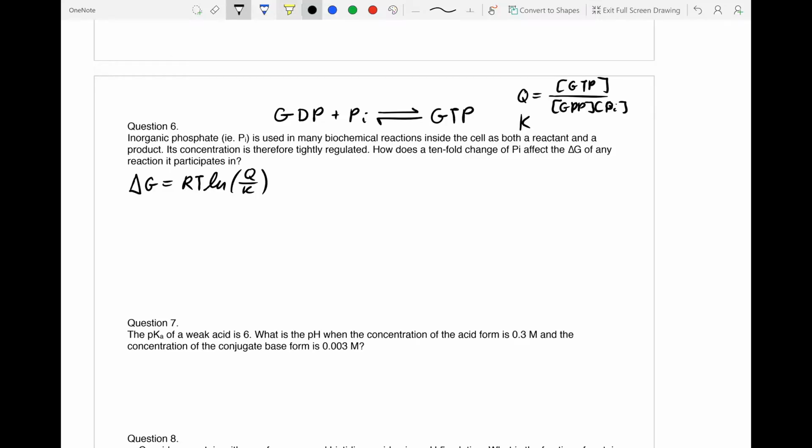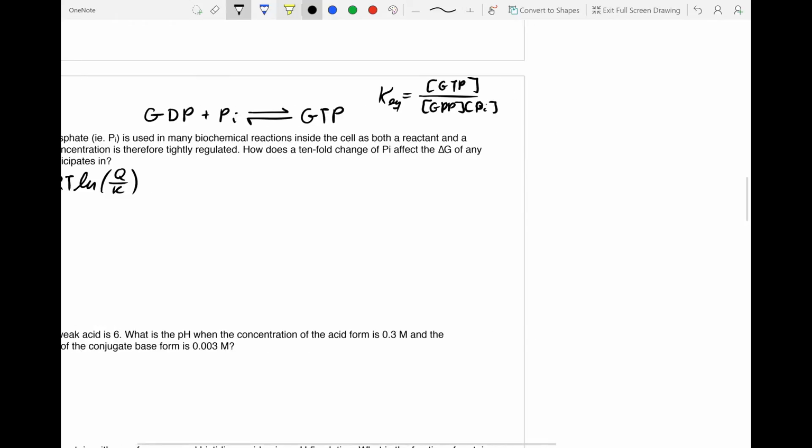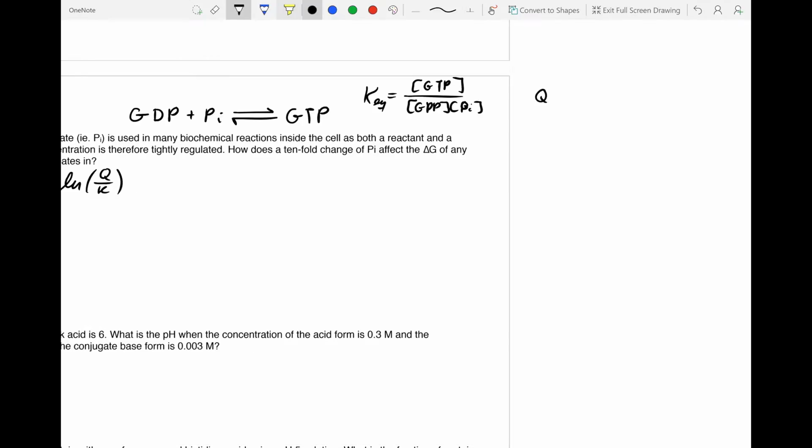But what we're going to do is increase the concentration of inorganic phosphate by 10. And as you can see, whether inorganic phosphate is a reactant or a product is going to affect the change in free energy. So let's first try it out as a reactant. And I'll just make this KQ, and then Q is just going to be the same.